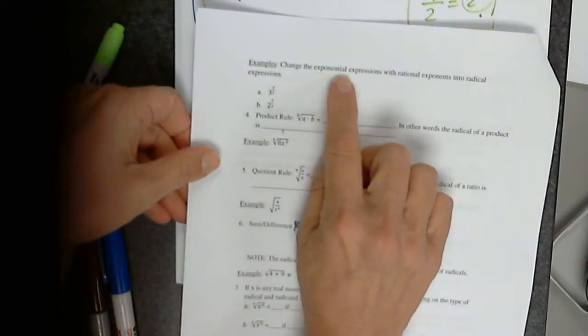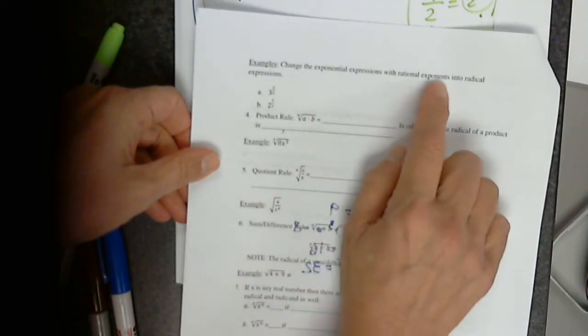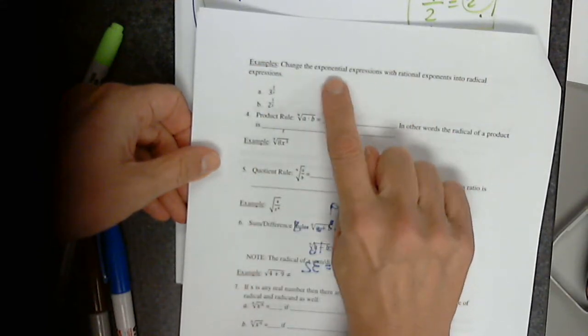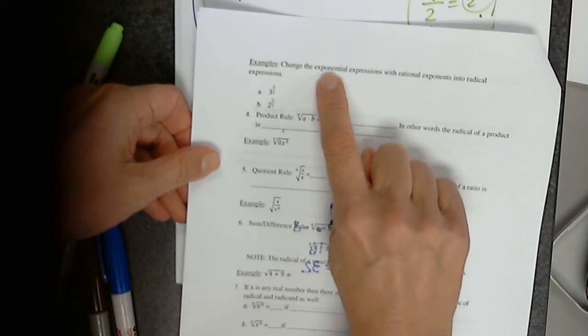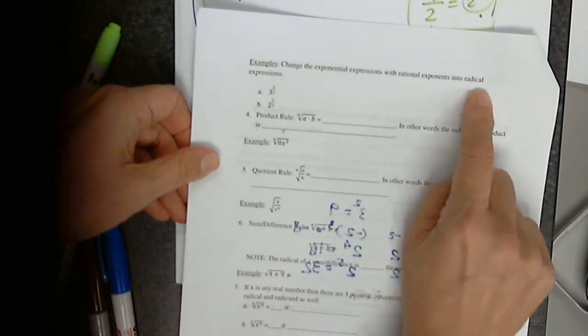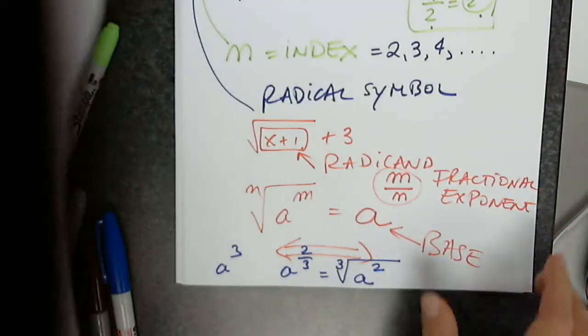So change the exponential expression with rational exponents into radical expressions. So now we have expressions that are exponential, they have a base, and they have an exponent that is a fraction, and now we want to go back and change it into a radical. So I will not write on this because I can read it.